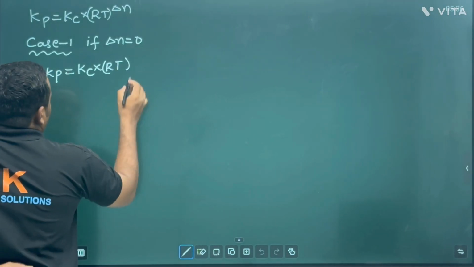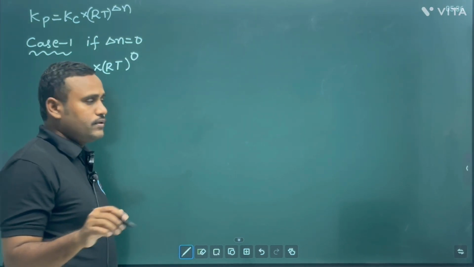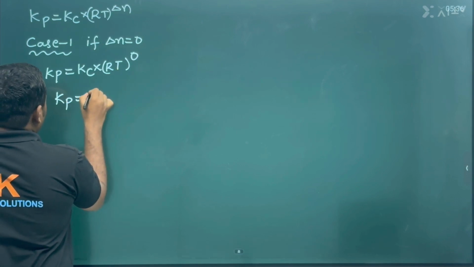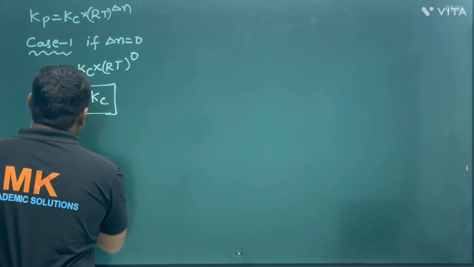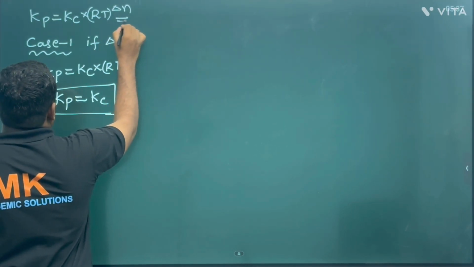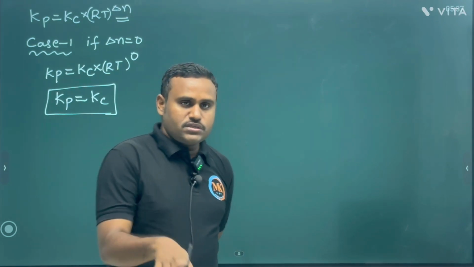So (RT) to the power 0. We know anything to the power 0 is equal to 1. Therefore Kp is equal to Kc. So this is the relation between Kp and Kc when delta n is equal to 0. Means if delta n equal to 0, Kp is equal to Kc.